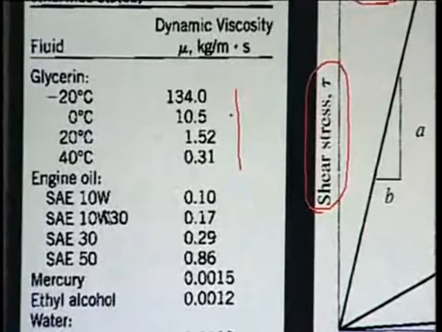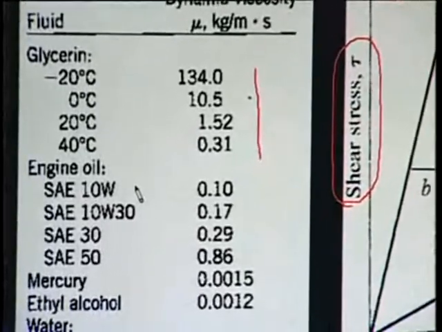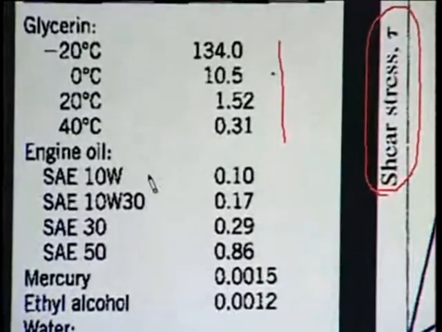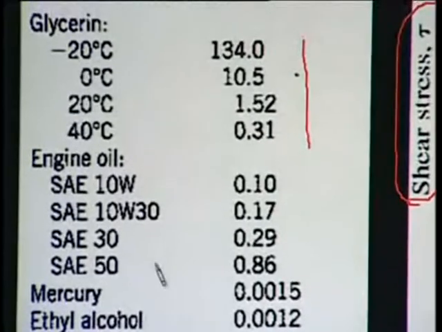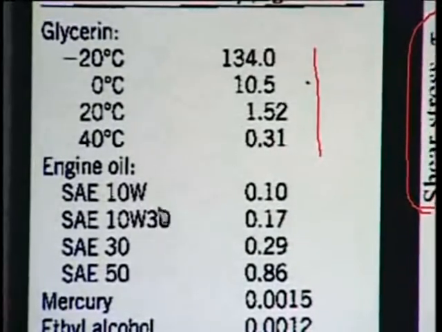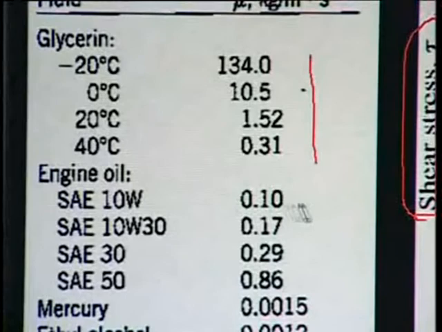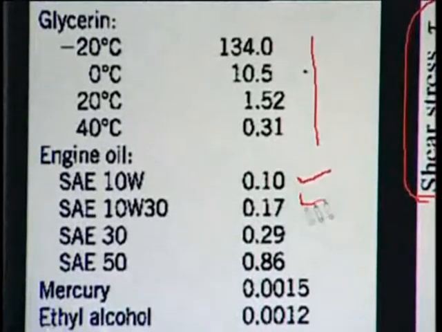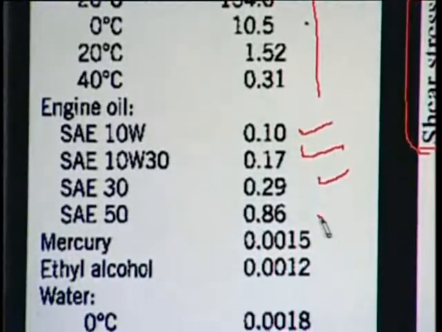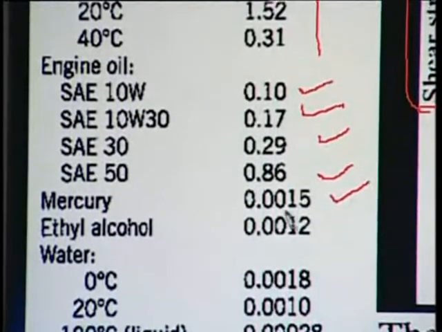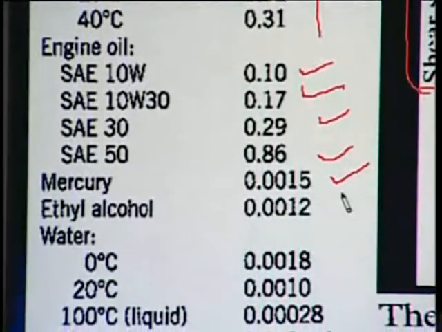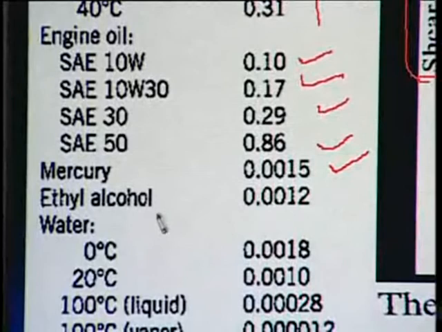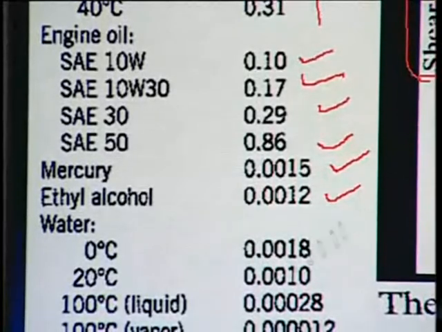We have engine oil. We know that for different types of engines, under different conditions, we use different types of lubricating oil, SAE oil, and this is categorized in different manner. These oils have different viscosity. Mercury has 0.0015 kg per meter second viscosity. Ethyl alcohol has this much.